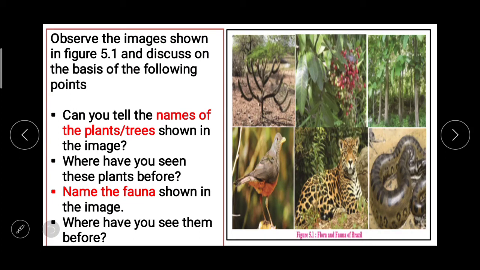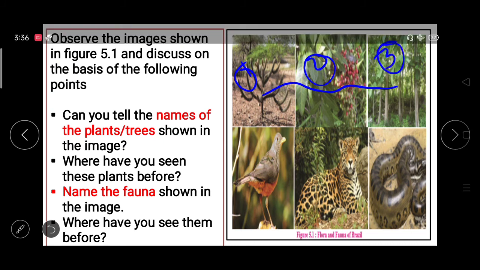This figure 5.1 is given in our textbook about the flora and fauna of Brazil, and on the basis of this figure, questions are also given. Observe the images shown in figure 5.1 and discuss on the basis of the following points. Can you tell the names of the plants or trees shown in the image? So these first three images are of plants and trees. If you know the names, then you can write them there. Then where have you seen these plants before? अगर आपको इनके नाम पता हैं तो इसके पहले आपने उन्हें कहाँ देखा है?